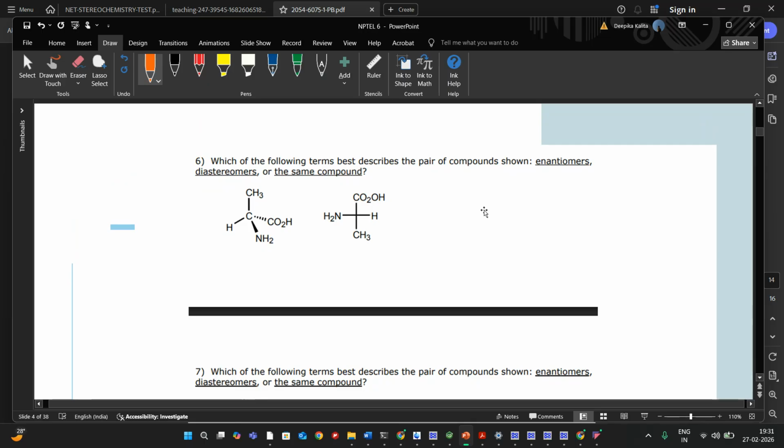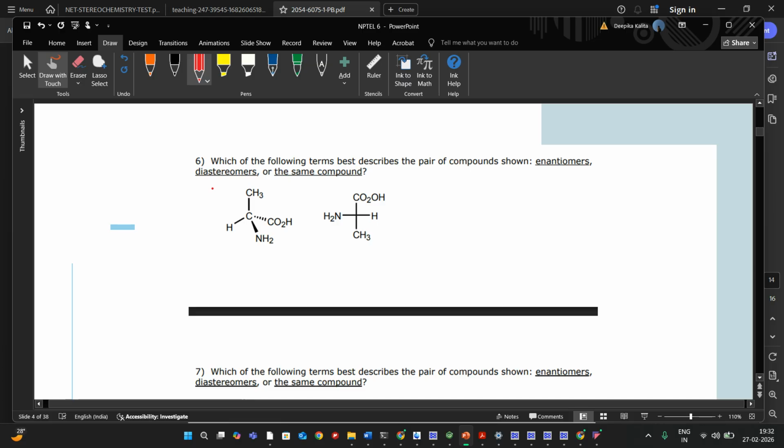So you are given a wedge-dash representation of a molecule and a Fischer representation of the same molecule. To check whether these compounds are enantiomers, diastereomers, or the same compound, let us assign the absolute configuration to the chiral centers present in the molecule.